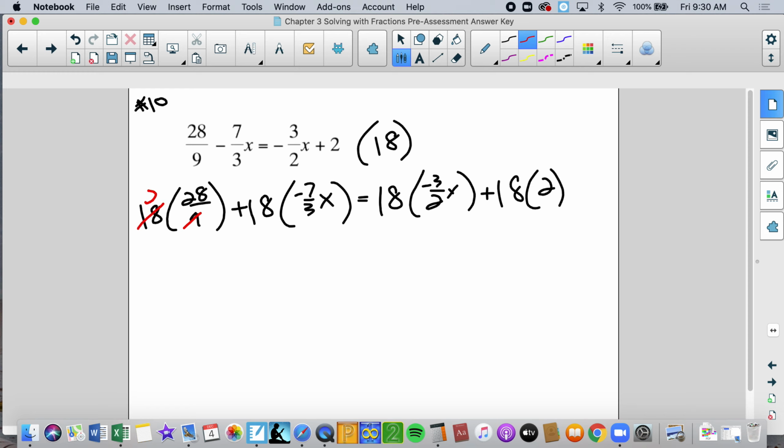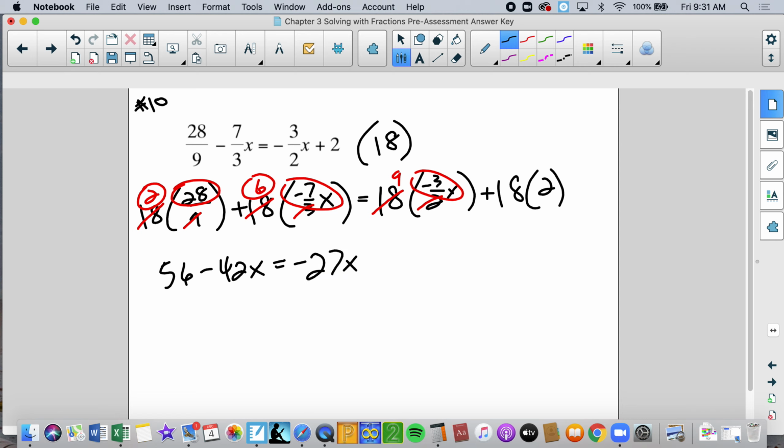9 in the denominator cancels with 18 in the numerator. 2 times 28 gives me 56. 3 in the denominator cancels with 18 in the numerator, and I have 6 times negative 7x, which is negative 42x. 2 in the denominator cancels with 18 in the numerator. 9 times negative 3x is negative 27x. And 18 times 2 gives me 36.